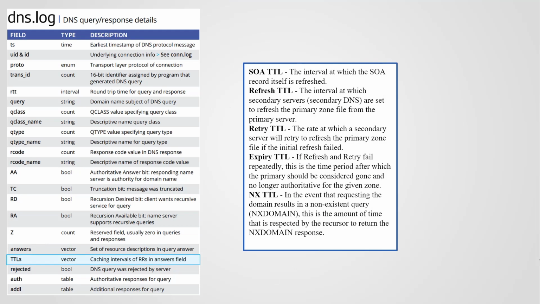TTLs, time to lives. These are not to be confused with something like a traceroute, which incrementally bumps up the TTL so the packets expire. TTLs, in this case, refer to the lifespan of a cache, and caching in DNS is an extremely critical function.